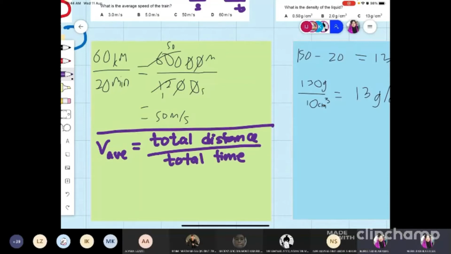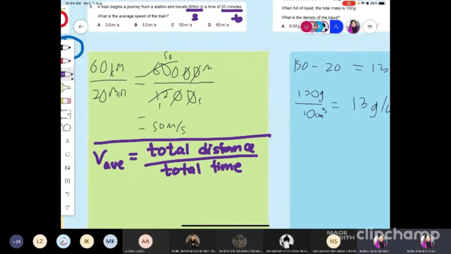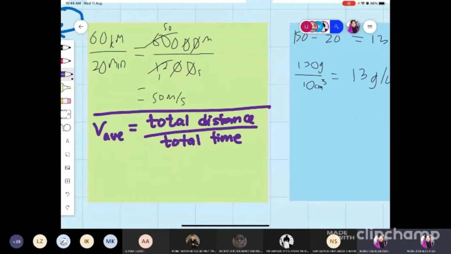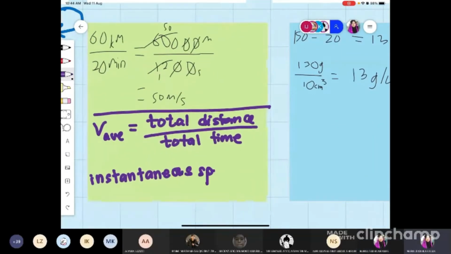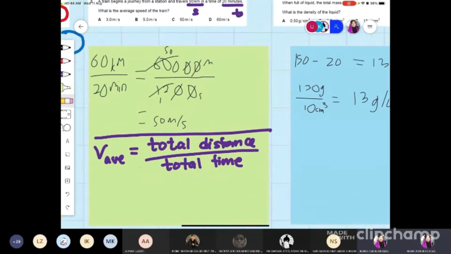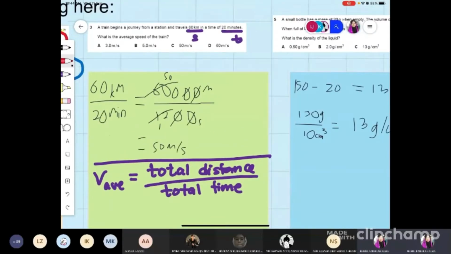So this is average speed. Not the same as instantaneous speed. Instantaneous speed, usually we don't say the word instantaneous speed. Okay, speed at an instant, speed at a time. So this is what your friends did. Okay, good. Can you see this? He or she converted this into meters. Well done. And 20 meters, okay.